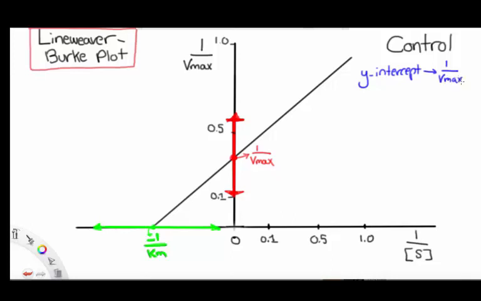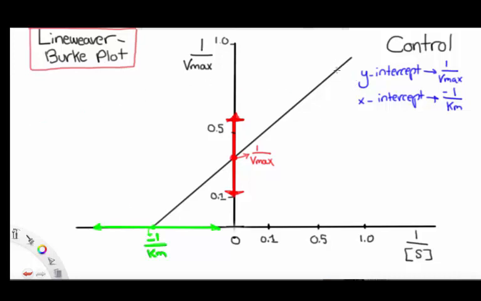Wherever the slope crosses the y-axis, that's 1 over Vmax. And wherever the slope crosses the x-axis, that is negative 1 over Km, because it's crossing on the opposite side of the zero. So now that we know these intercepts, let's see what happens when we change the crossing of the slope.